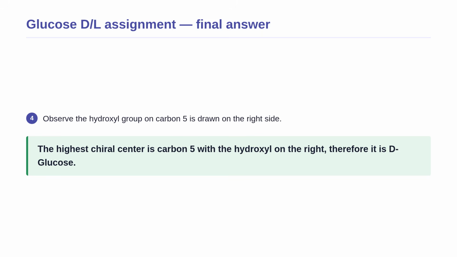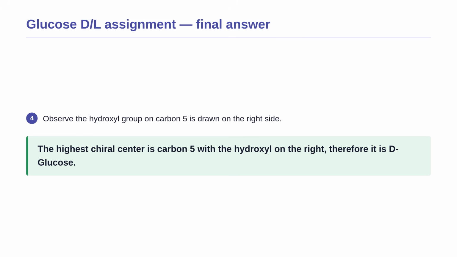Continuing with our glucose molecule, we focus entirely on carbon 5 and completely ignore the hydroxyl groups on carbons 2, 3, and 4. We observe that the hydroxyl group on carbon 5 is drawn on the right side of the vertical line. Since it is on the right side, the entire molecule is designated as D-glucose. Even if all the other hydroxyl groups were pointing to the left, carbon 5 is the only one that dictates the D or L family.